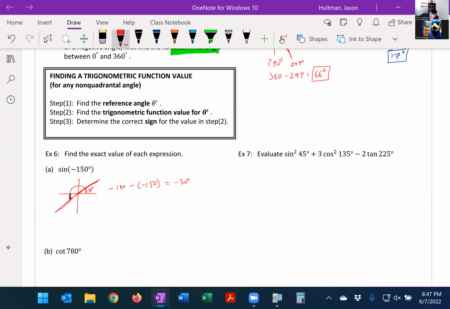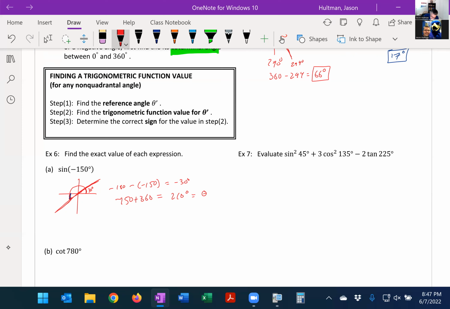If we do 360 minus 150, or negative 150 plus 360, we would get 210 degrees as my original angle, theta. Okay, my original angle would be 210. That's the coterminal angle. So we find the coterminal angle first, of 210.